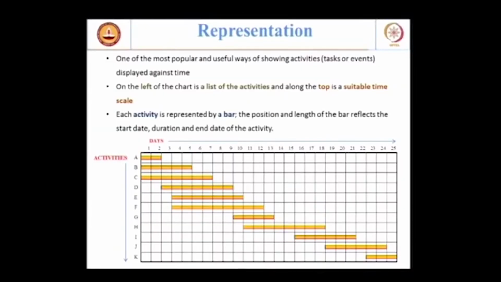Now when we actually get into the representation of the Gantt chart, you are familiar with this in some form or the other. It does not need a lot of explanation, but just look at the simplicity. We have activities which are listed here, on the left of the chart there are activities, and on the top it is just time.